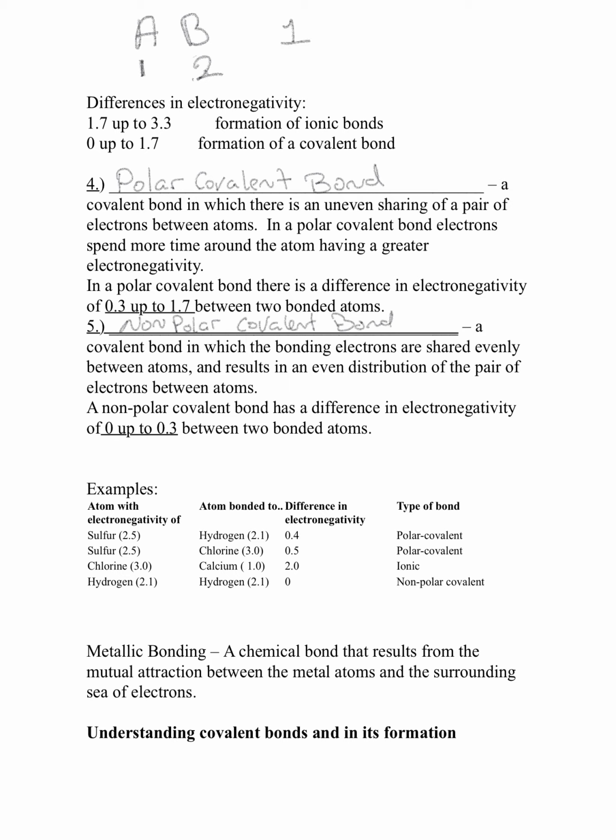If you have a difference of 0 up to 1.7, you have the formation of a covalent bond. Because there's only a difference of 1 between the electronegativity of these two atoms, the valence electrons are going to be shared relatively equally. They're going to be shared, not transferred. There's not going to be a formation of ions. So this would be a covalent bond.